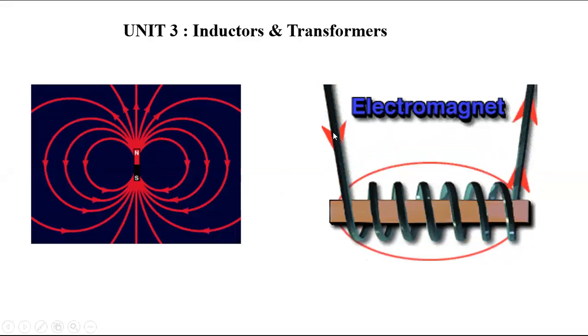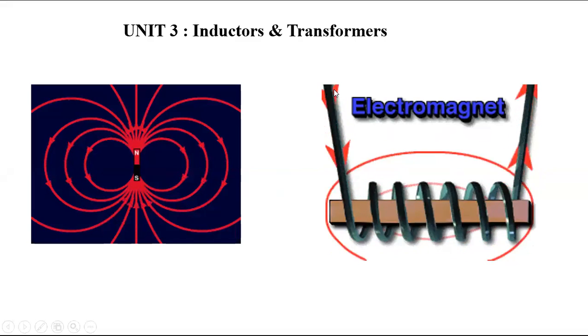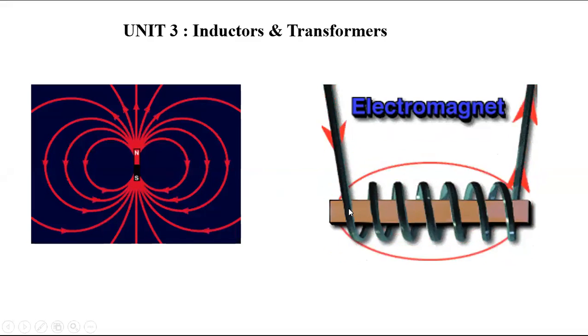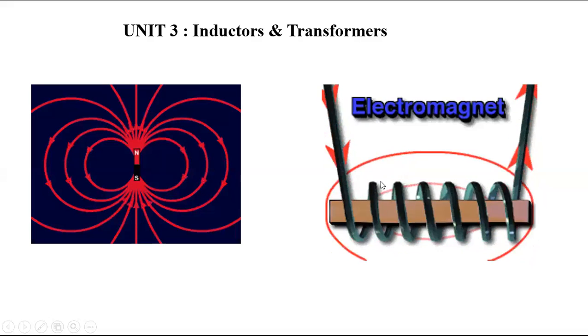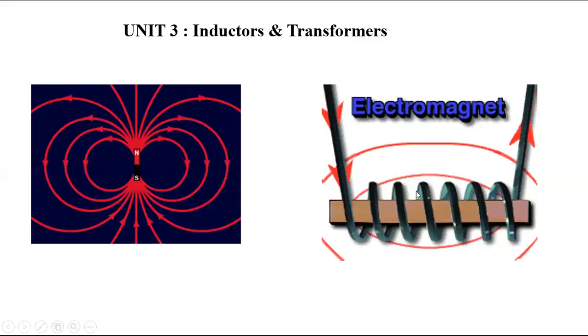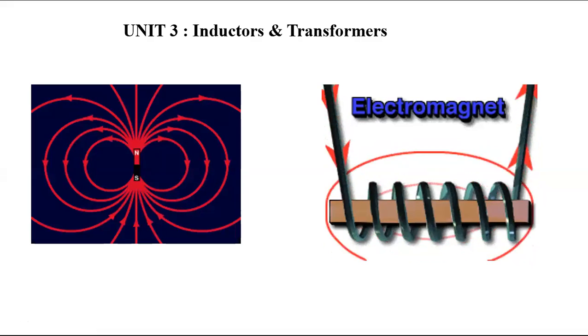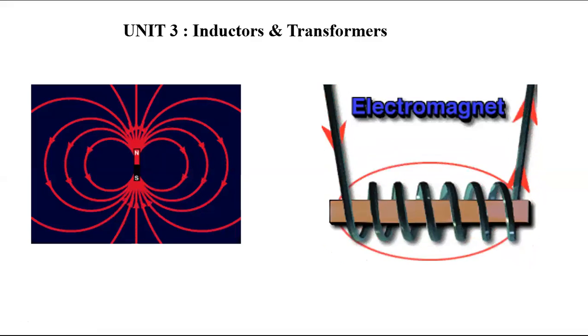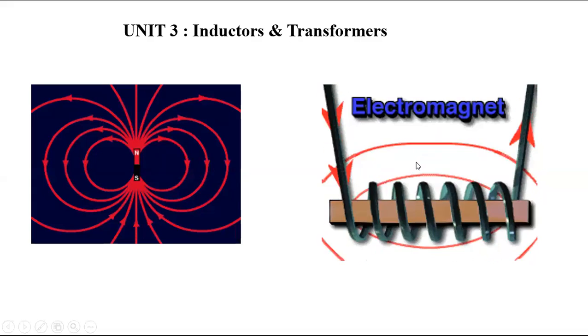So electromagnet: this is the copper wire which is placed on the iron rod. You can see when current flows, these horizontal red color lines are nothing but magnetic energy. When current flows through this particular material, it creates the magnetic energy. I will explain in detail. So electromagnets create or generate magnetic energy.